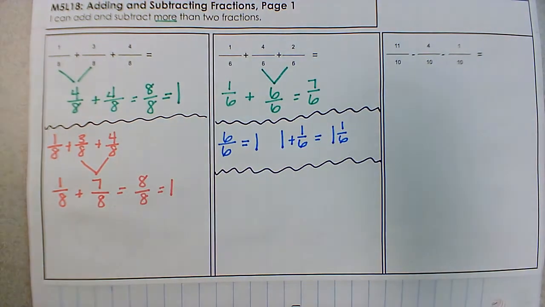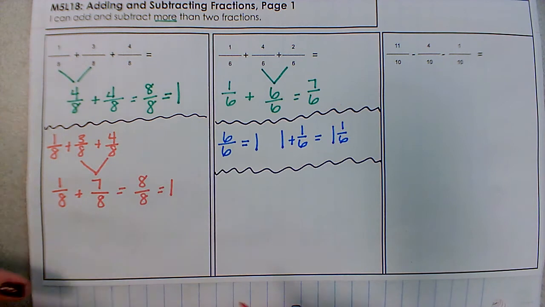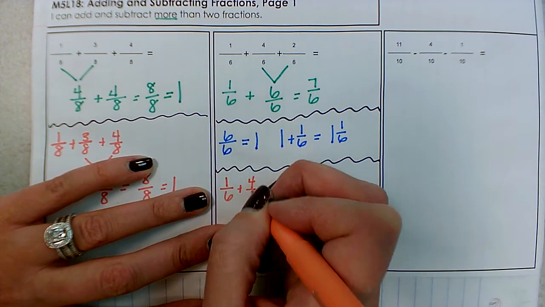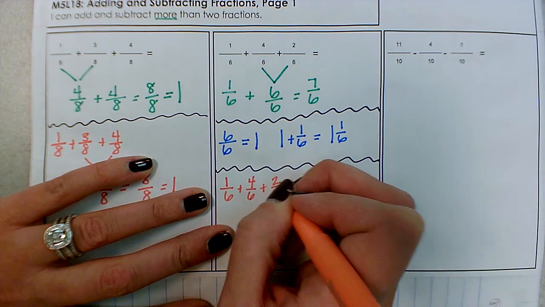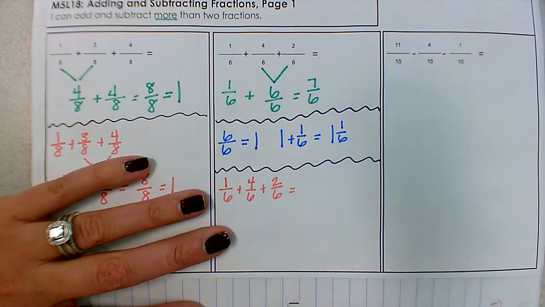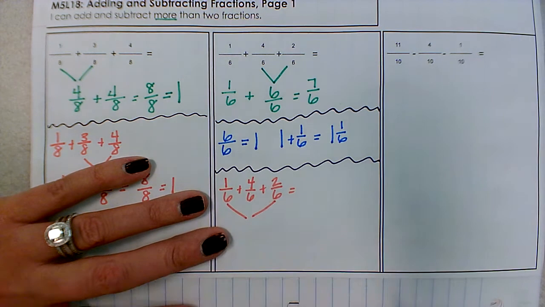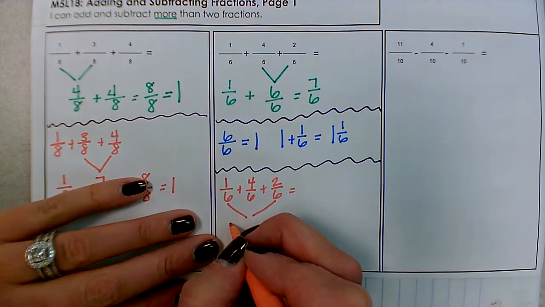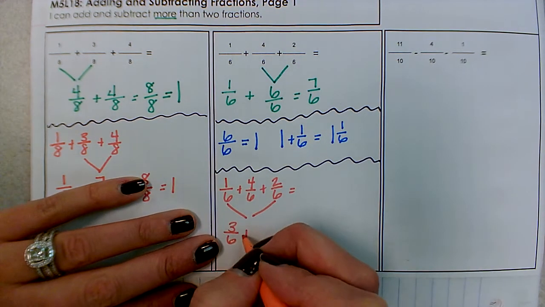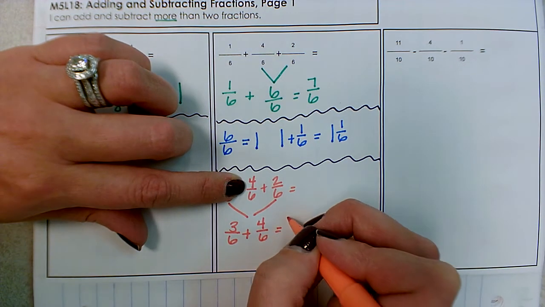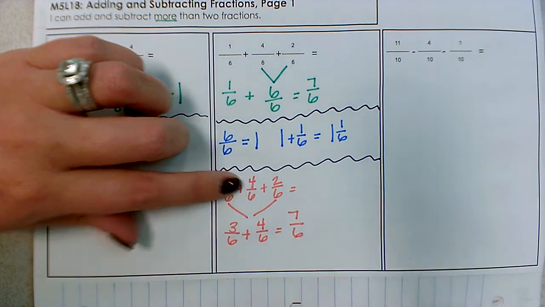Let's draw another line. We're going to find one more way, so I'm going to rewrite my problem of 1/6 plus 4/6 plus 2/6 equals. And this time I'm going to go, well, let's take 1/6 and 2/6. That equals 3/6. Plus what was left is 4/6 equals 7/6.